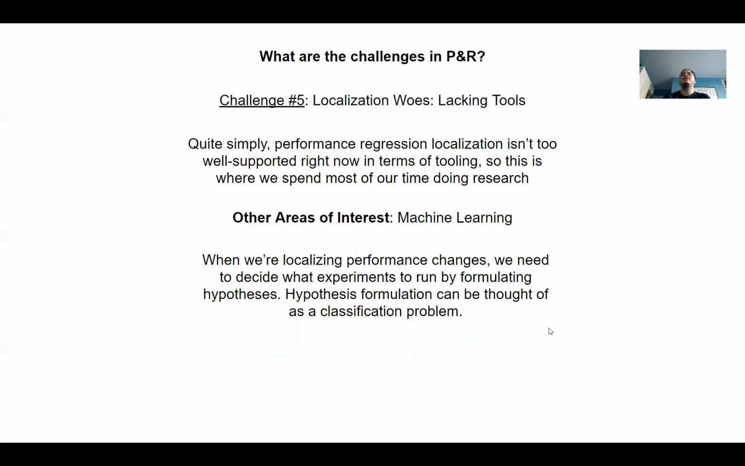All right, and then another area of interest would be something like machine learning. It's something that we haven't really touched upon a whole lot in our team, but we're slowly getting into this space as well. Okay. The thing is, when you're localizing performance changes, you're essentially doing a classification problem because you need to figure out, oh, is this a back-end issue? Is this a front-end issue? So you have to classify it based on those.